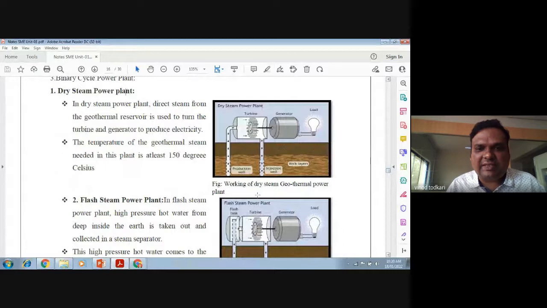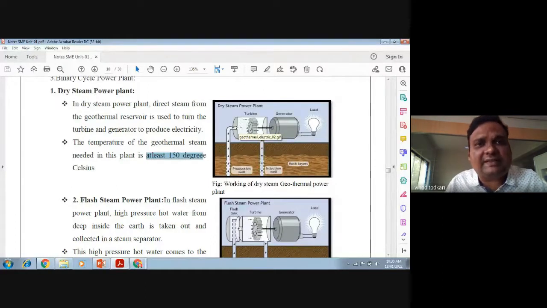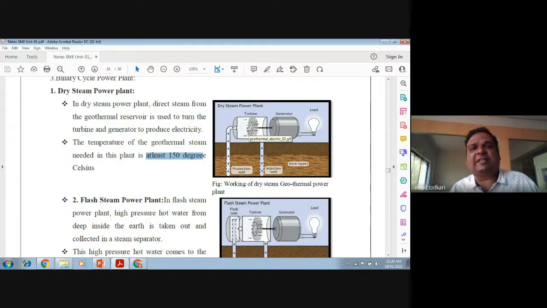Now see, if the temperature is very high, right? Let's say that temperature is at least 150 degrees Celsius, then there will be dry steam, right? Whatever steam we are pumping, whatever will come out of this piping, that will be dry steam. So we do not need a separator, right? So if the temperature is above 150 degrees Celsius, directly we will go for a dry steam power plant. So directly that steam is given to the turbine.